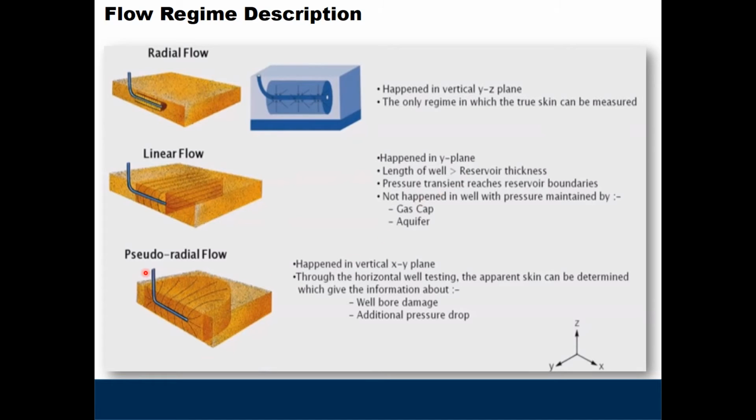And last but not least, we have the pseudo-radial flow. It occurs in the x and y planes, whereby basically it's horizontal well, horizontal behavior, and apparent skin can be determined from these flow regimes, which gives us the wellbore damage and additional pressure drops. For information, late time flow regimes are actually broken down into two parts.